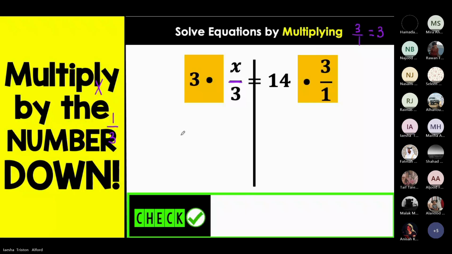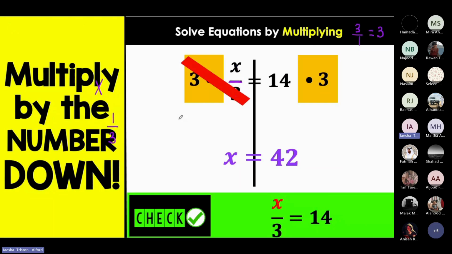Everybody got it? Yes, miss. When I multiply positive 3 and positive 3, okay, we delete the X, keep it down. Then positive 14 multiplied by positive 3 is positive 42. When you check yourself, you're not writing X, put positive 42. Everybody fine? Yes.